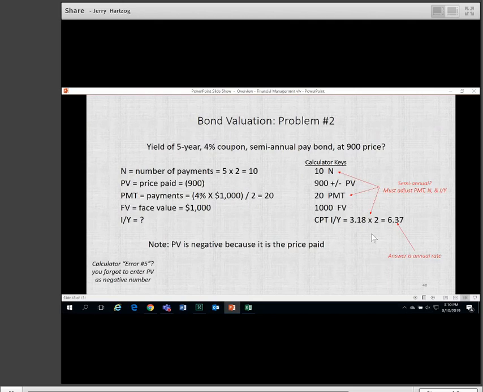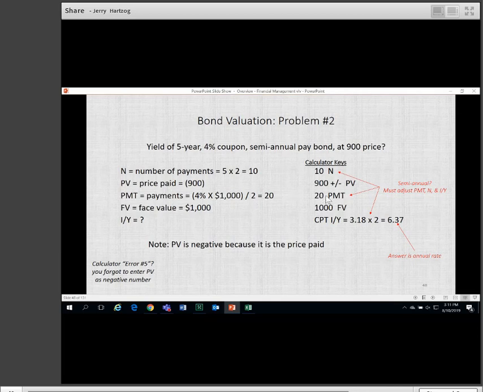Now, there's just one twist. Suppose we are given the price and we have to solve for yield. So our inputs are pretty much the same. 10 is still in. We're given a price of 900, so PV, and then we put in 900. We then have to hit the plus minus key to turn that 900 into a negative number, and then hit PV. Remember, the PV, or the price, that's money going out the door in order to pay for the bond.